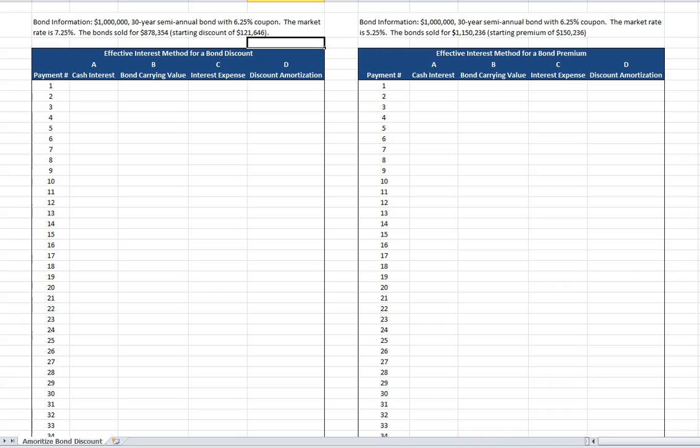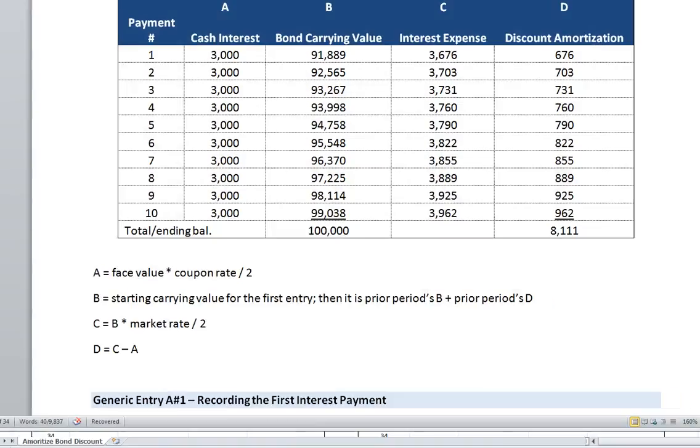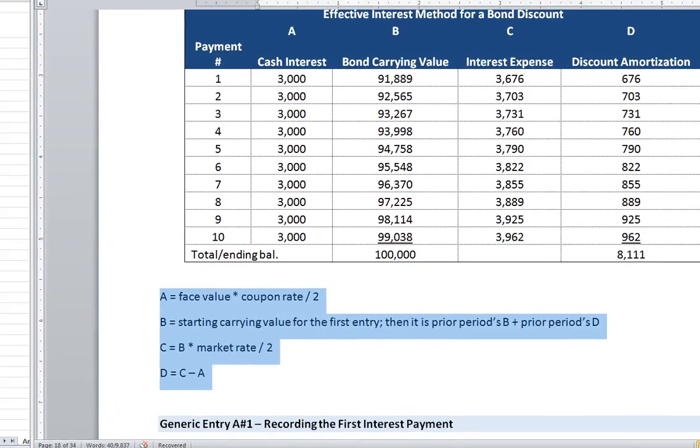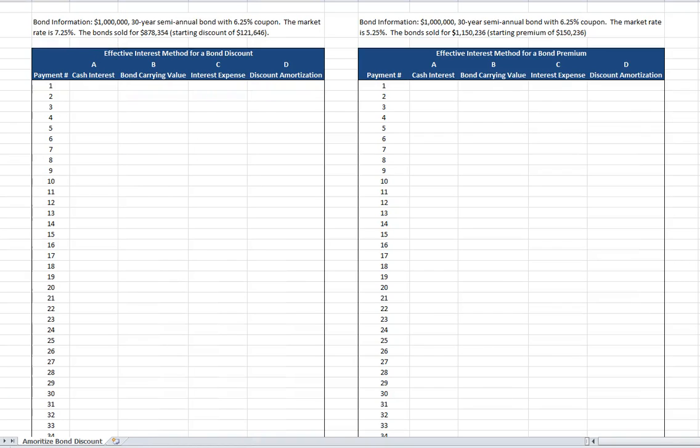So I have the notes, I have another monitor. I'm going to show you what I'm looking at. I have all the formulas here from the lecture notes. It gives you the bond information up here. The cash interest is just based on a formula. It's the face value of the bonds, 1, 2, 3, times the coupon rate, 6.25, divided by 2 because it's semi-annually.